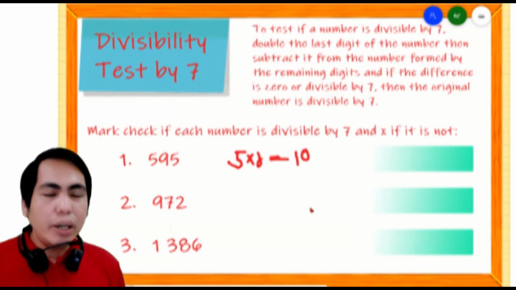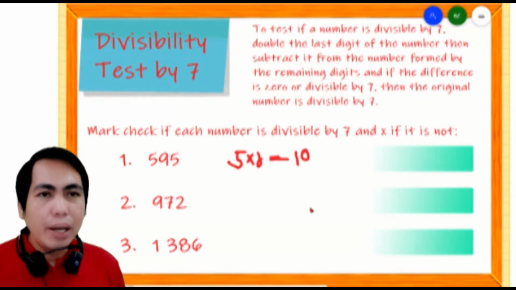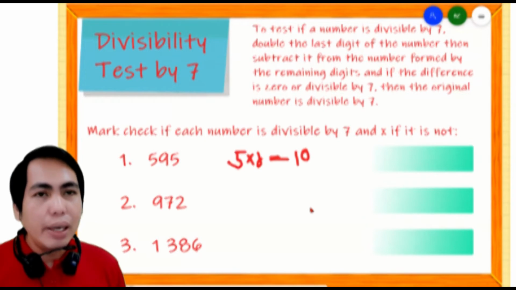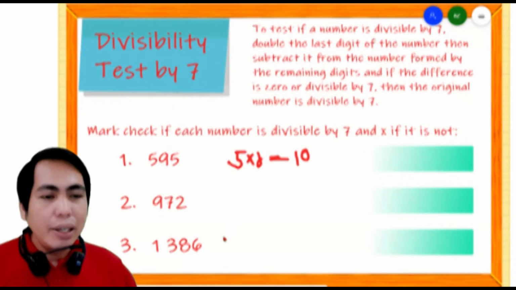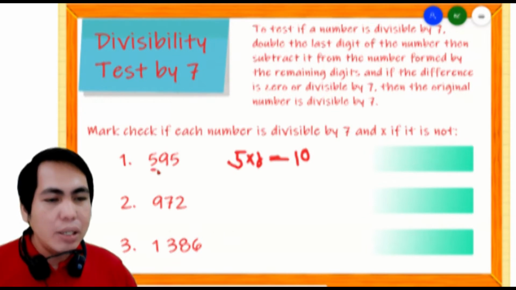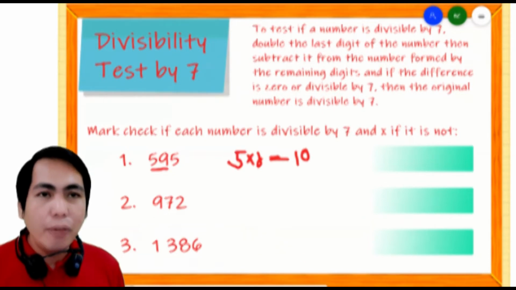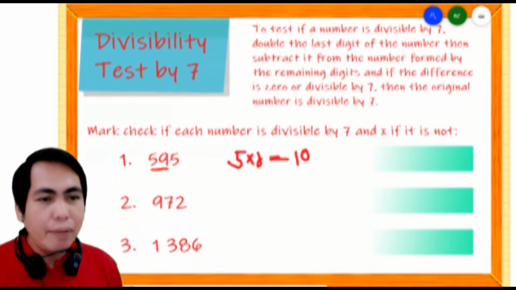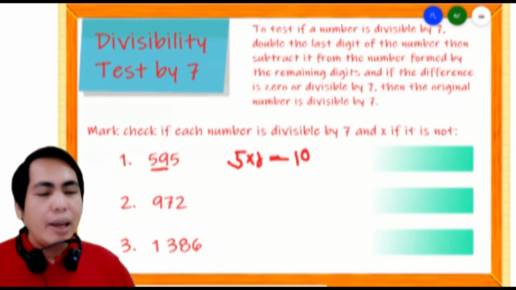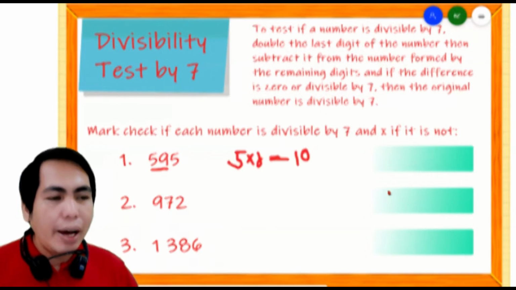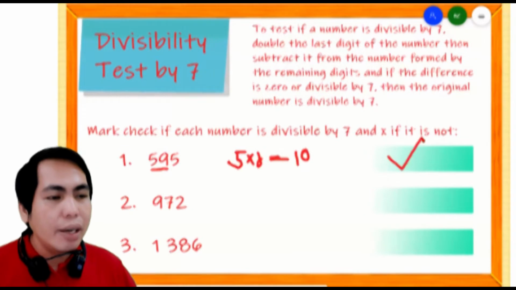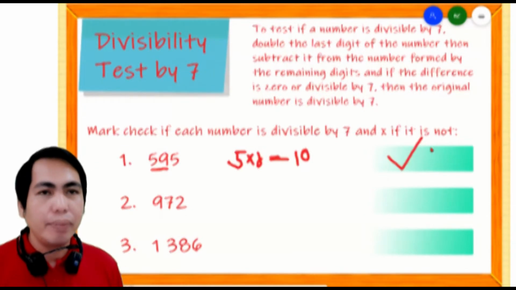And then afterwards, whatever is the product, we have to subtract it from the number formed by the remaining digits. And the remaining digits are 5 and 9. This 5 and 9 form 59. So we have 59 minus 10 to give us 49. Since 49 is divisible by 7, then 595 is divisible by 7. So this is a check.